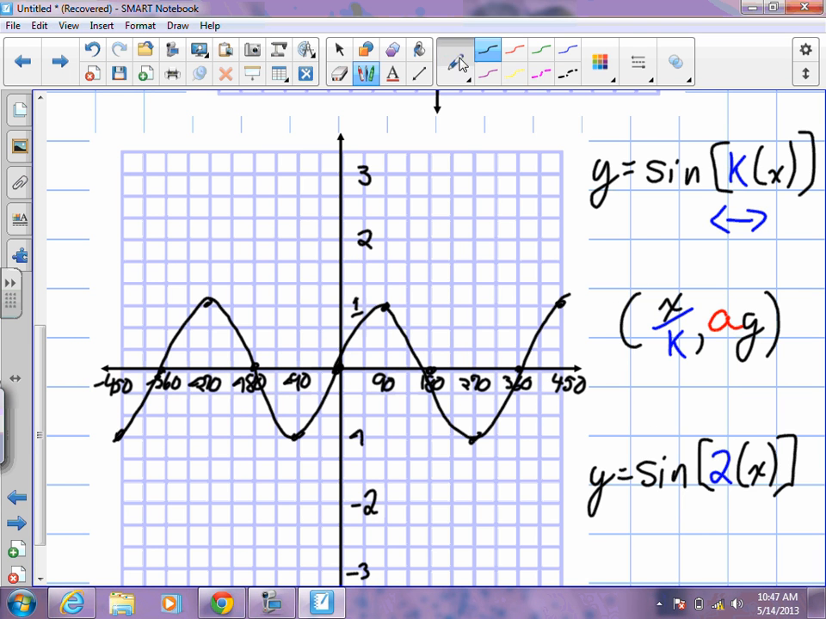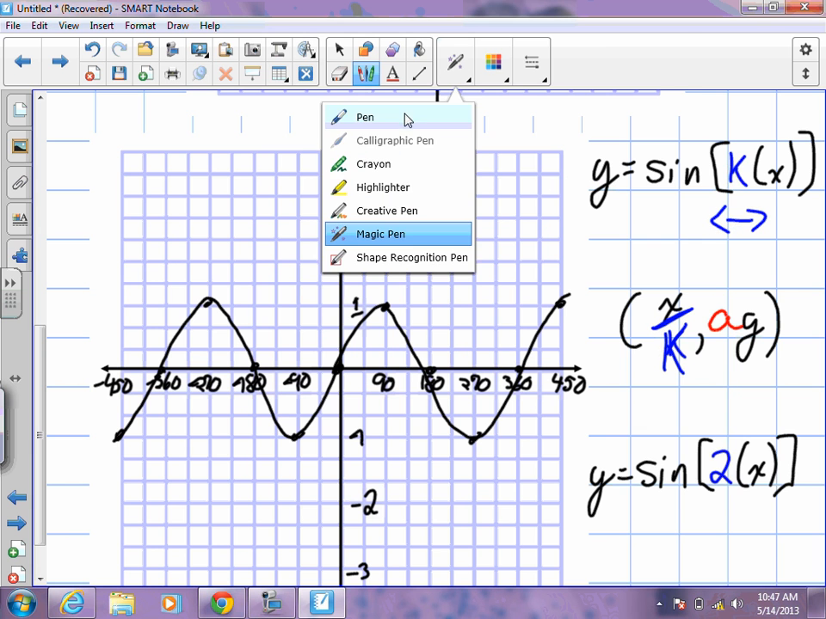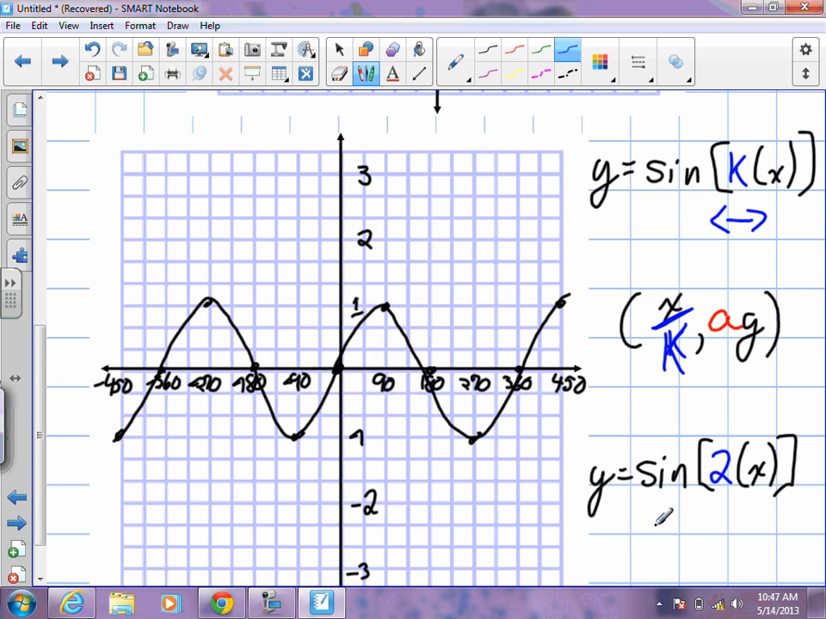So what we do with each of our x coordinates, because k will horizontally compress and stretch this, okay? We're going to divide each of our x values by k. So this is when k is greater than 1. For instance, we have the value of 2. So we get each of the x coordinates and divide them by 2.